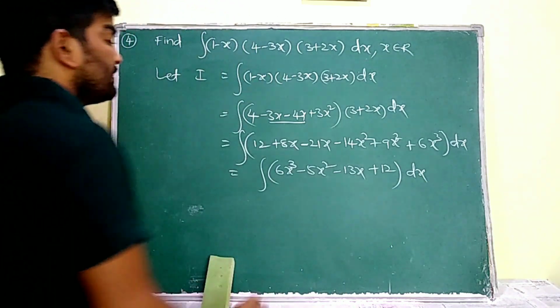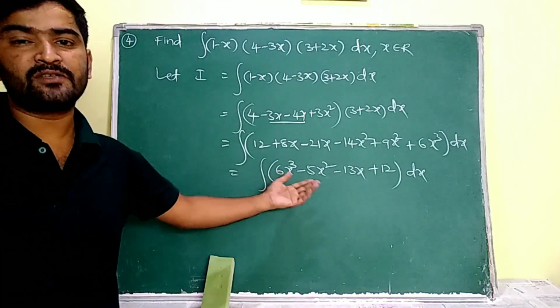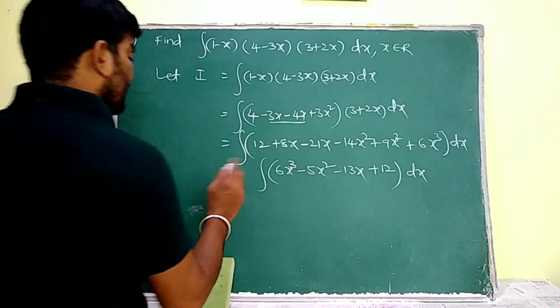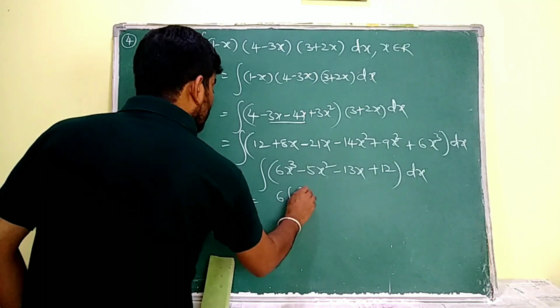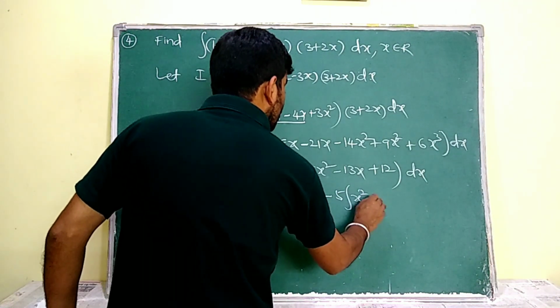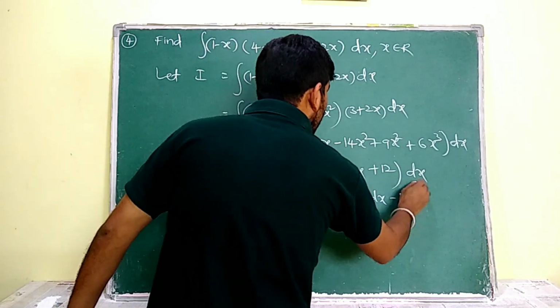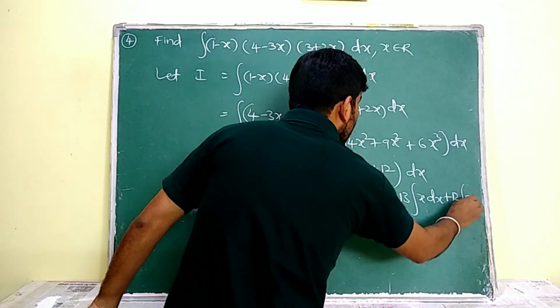Now this is converted into a general algebraic expression. Now I am going to write the integrations individually. So 6 into integral x cube dx minus 5 into integral x square dx minus 13 into integral x dx plus 12 into integral dx.